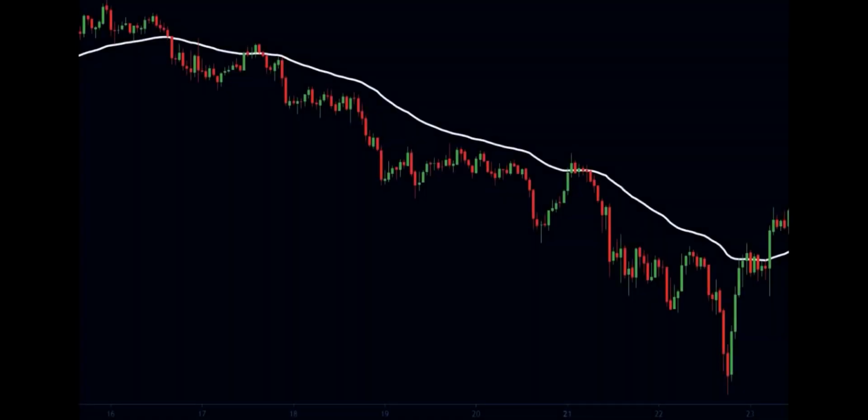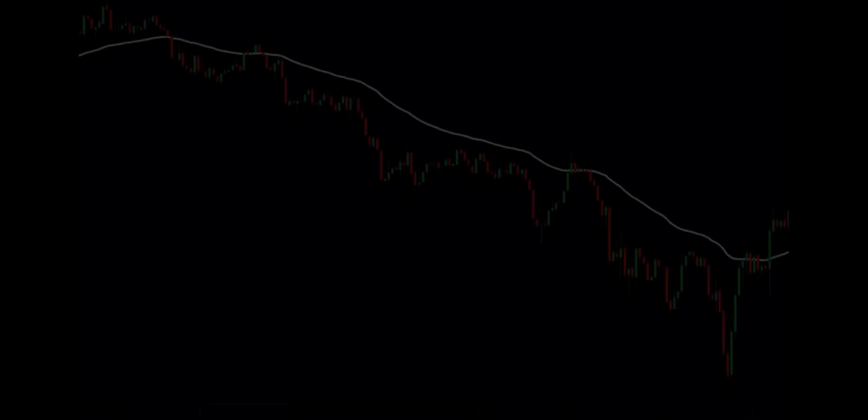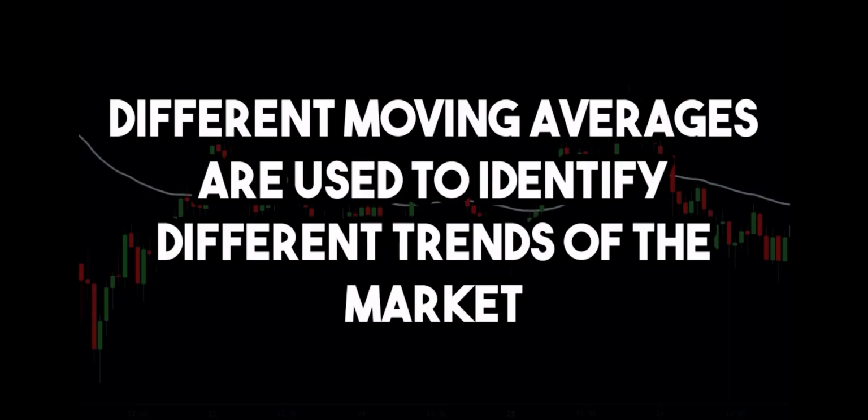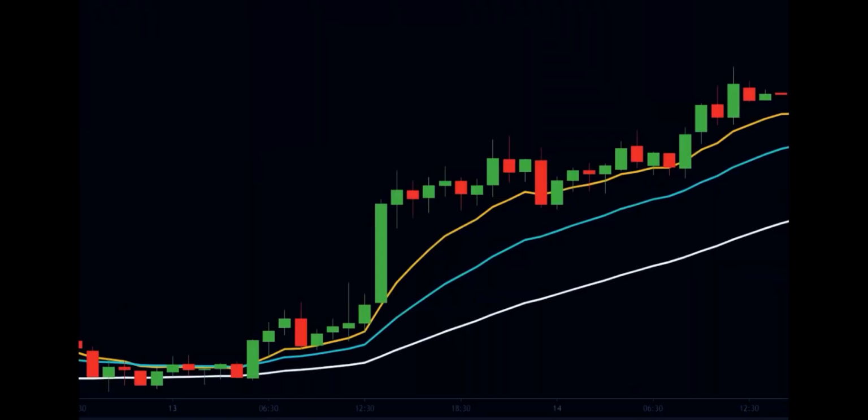On the other hand, in a downtrend, we see that the price is trading below the moving average and the moving average is sloped downwards. In a sideways range, we see that the price moves around the moving average, and the moving average stays flat. Now, different moving averages are used to identify different trends of the market.